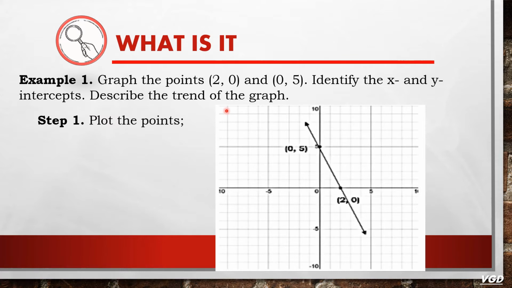So there are 3 things that we're going to do. First is the graph. Second is to identify the x and y intercept. And the third is to describe the trend of the graph. So this time, the first step that we're going to do is to plot the points. So we have here 0 and 5.